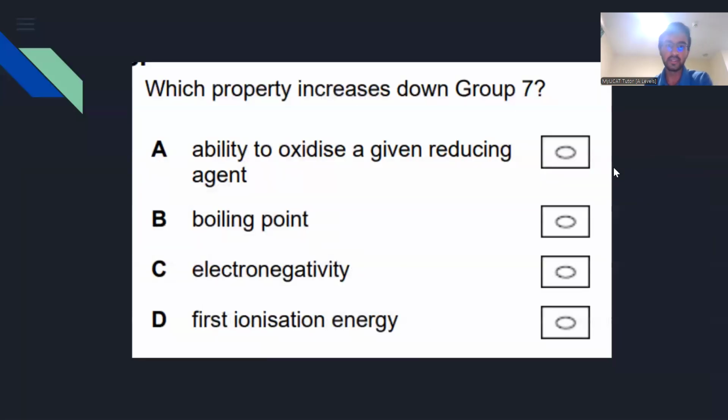Okay, so let's start with this nice and easy question. Which property increases down group 7? As soon as you have an idea, just direct message, or you can message for everyone.